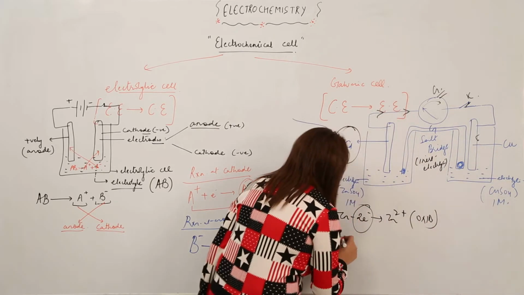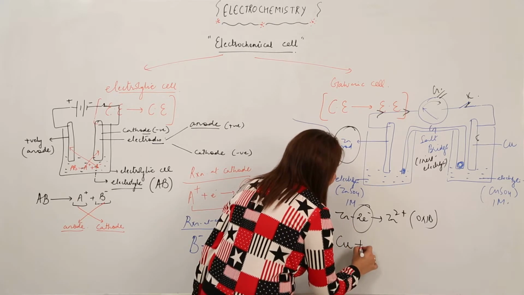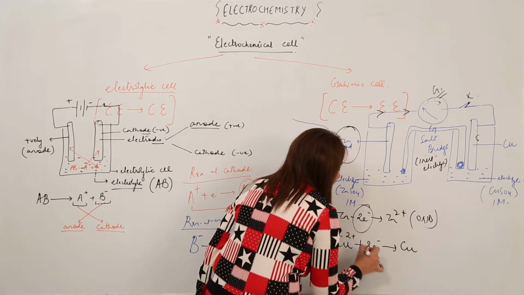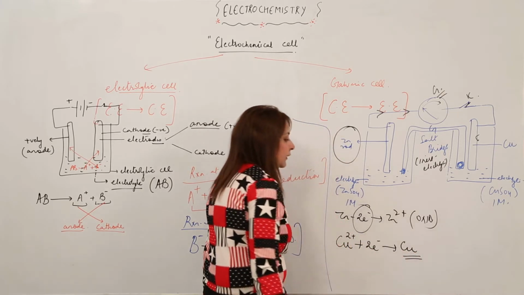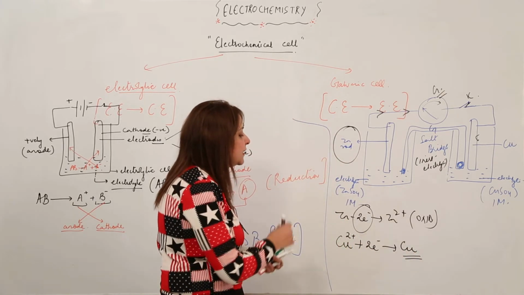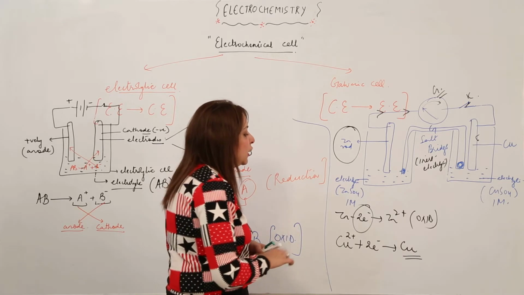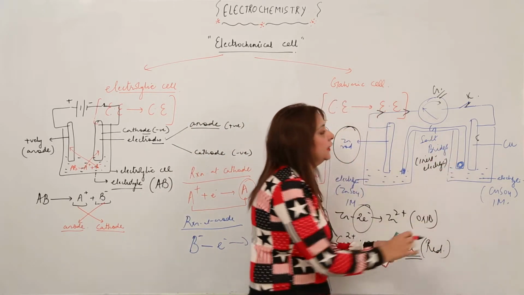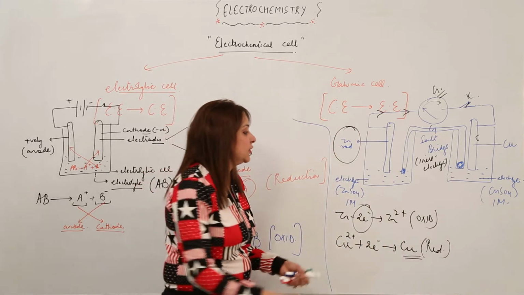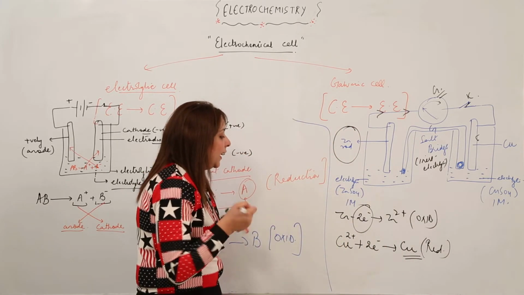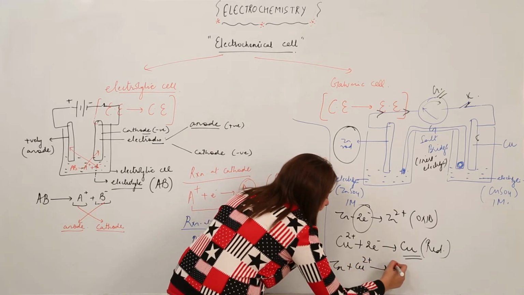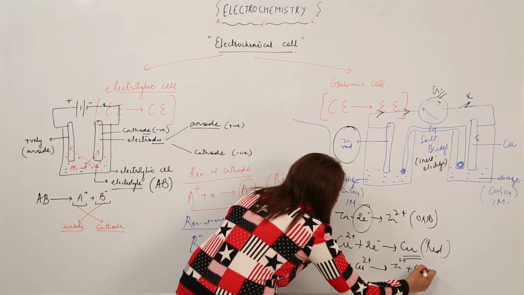As I told you, out of zinc and copper, copper has a tendency to get reduced. So Cu2+ gains two electrons and again forms the copper atom. This is how this reaction is occurring. That means reduction is occurring here. So this galvanic cell performs this kind of reaction, or I can sum it up in this way also: Zn + Cu2+ gives rise to Zn2+ + Cu.